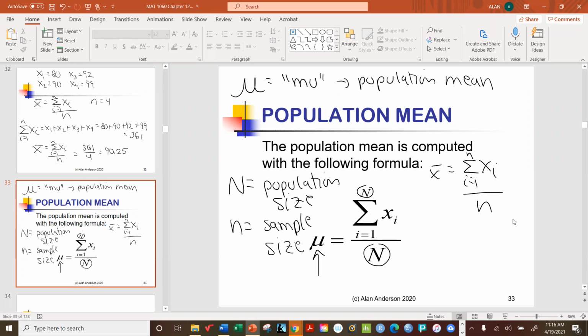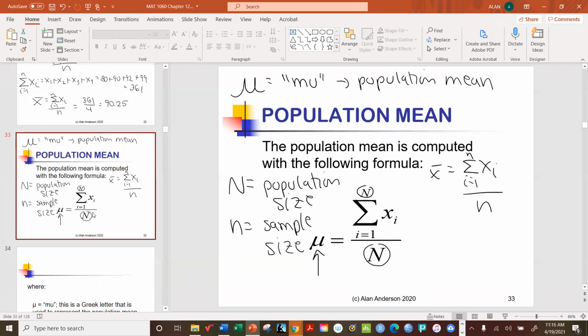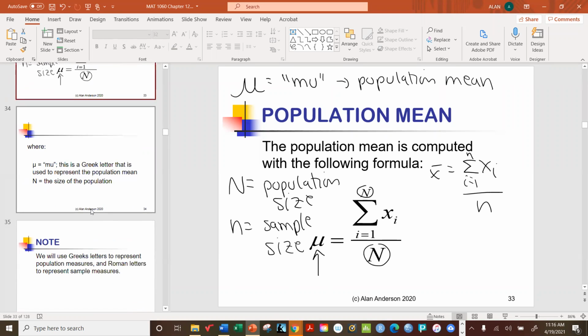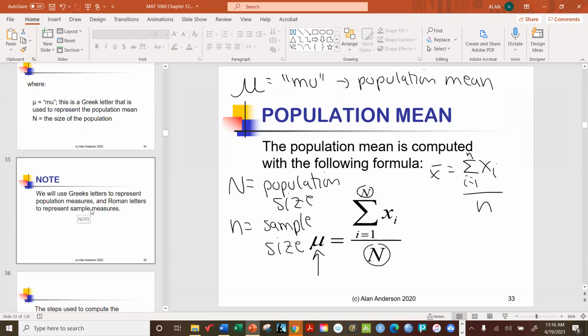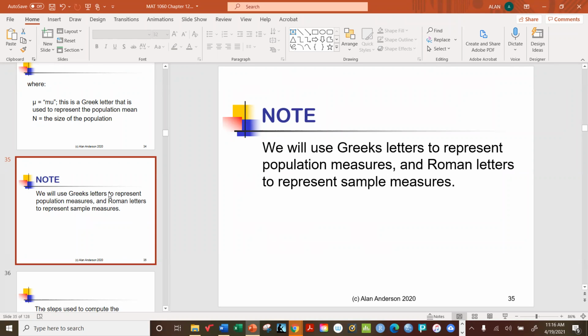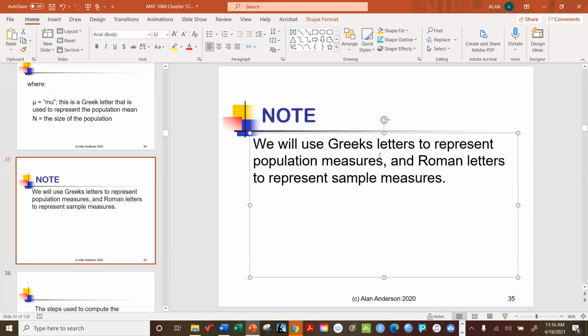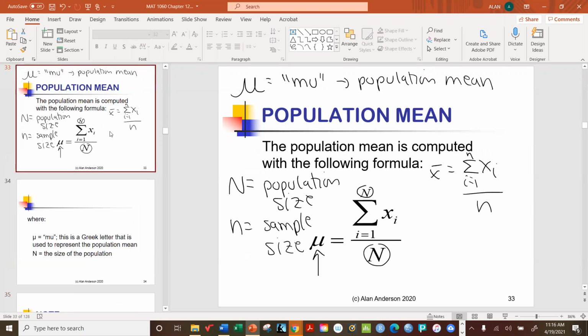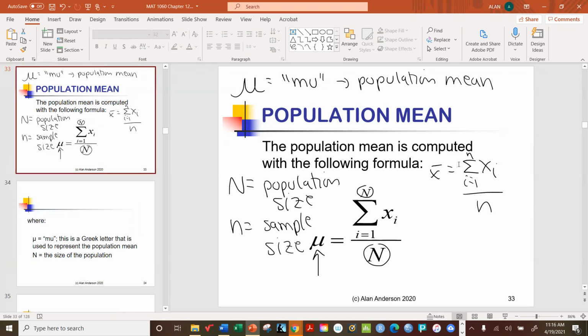The Greek part, there's a convention in statistics where population measures will be expressed with Greek letters and sample measures will be represented with Roman letters. So that's why we have mu for the population mean and x bar for the sample mean. Because remember, Greek letters go with populations, Roman letters go with samples.